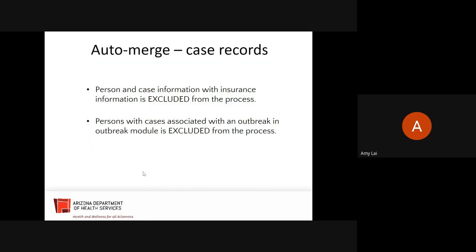For auto merge of case records, it excludes any cases or person records that have insurance information or are associated with an outbreak in the outbreak module. If the record has insurance or was associated with an outbreak, you'll have to manually merge the duplicate cases.